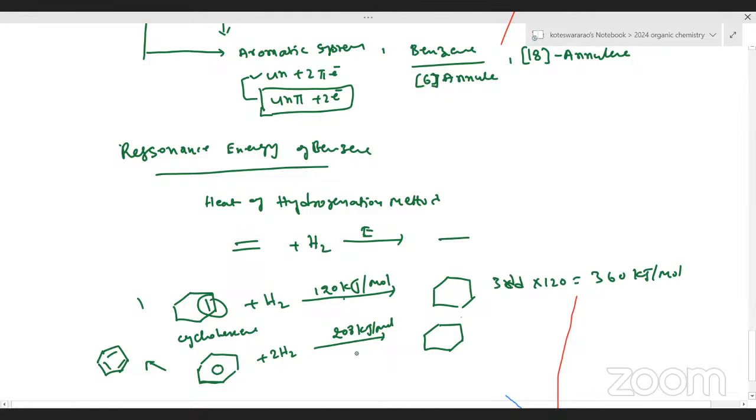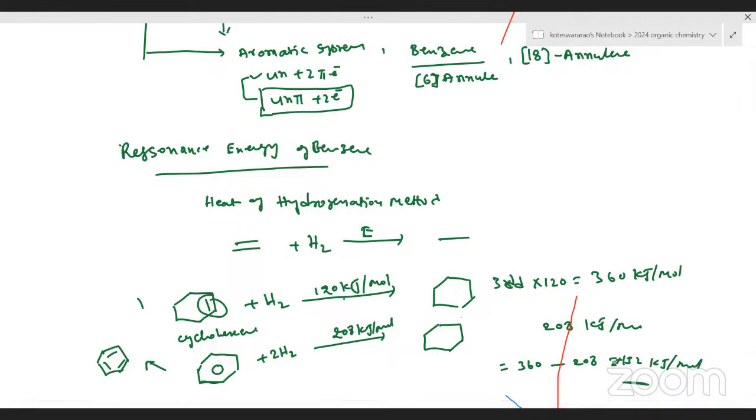For actual benzene, how much does it take? It takes 208 kilojoules per mole. Now, what is the difference? 360 minus 208, almost 152 kilojoules per mole of energy is the difference. This is called resonance energy. Since it is a positive resonance energy value, it is aromatic. Based on that, we can calculate the resonance energy by simple methods like heat of hydrogenation and heat of combustion.